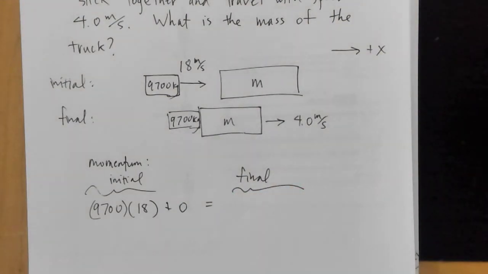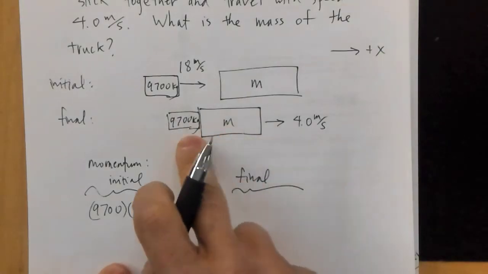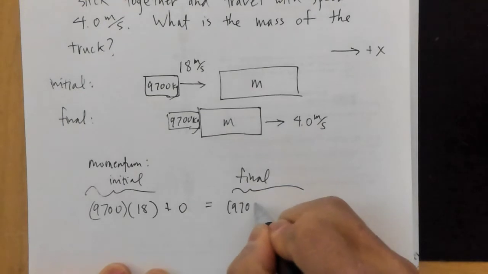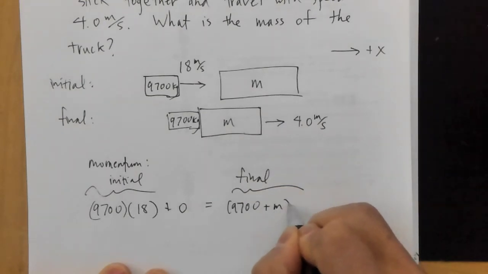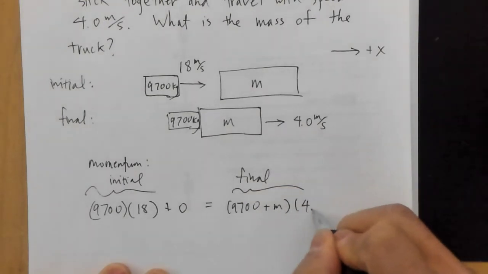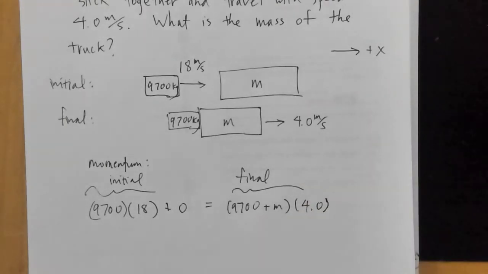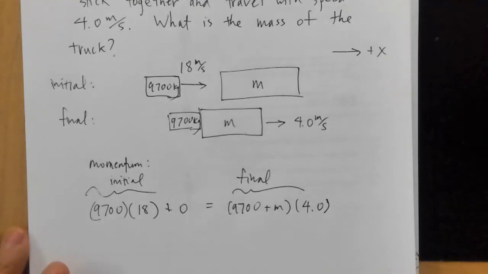All right, so the truck and the car are stuck together. So we have 9,700 plus m times the velocity, 4.0. Okay. Is everybody good on that?